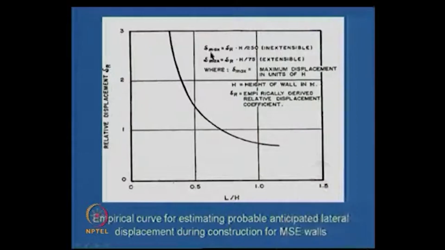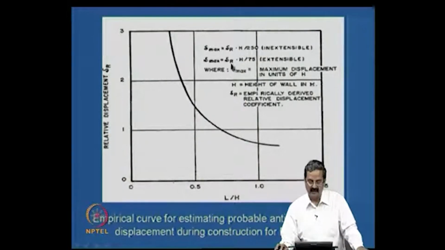And the thing is, delta max is given in terms of what is called the relative displacement coefficient, which is again given in the codes. In the case of inextensible reinforcement it is H divided by 250, and in the case of extensible, meaning geogrids, it is delta R into H divided by 75. So H is the height of the wall in meters.